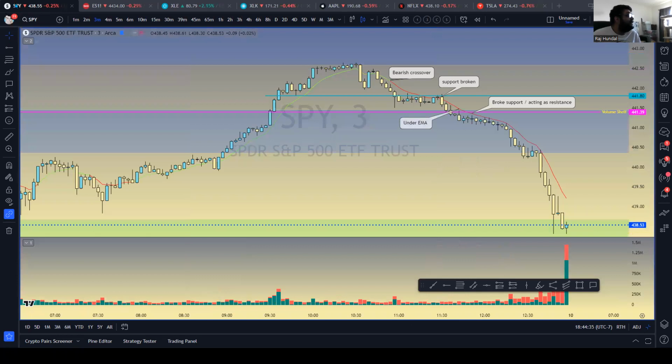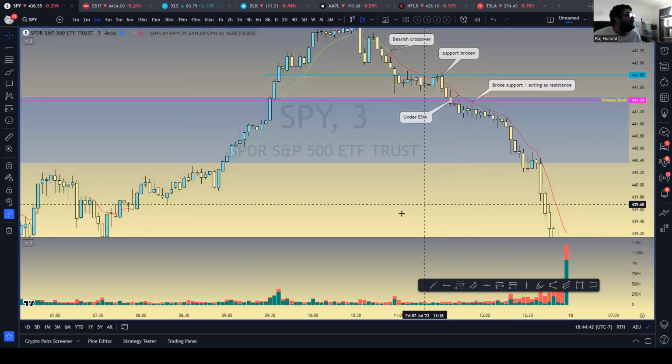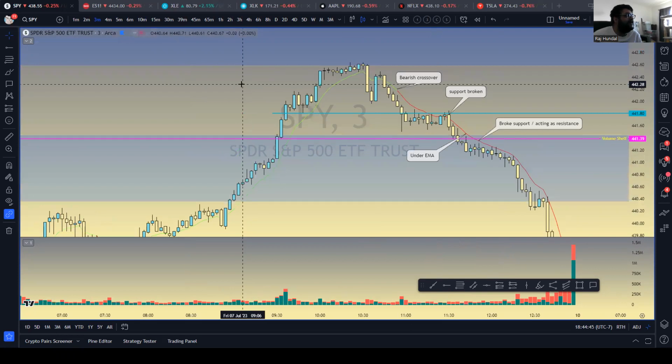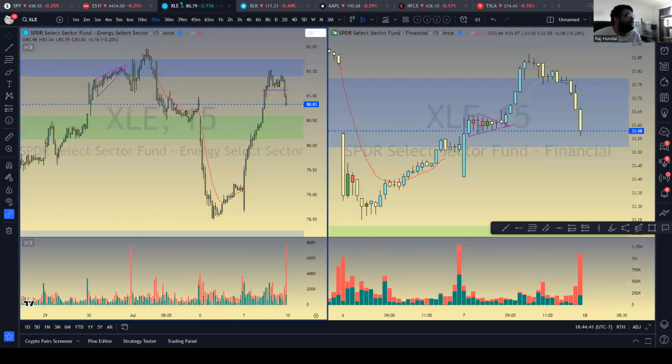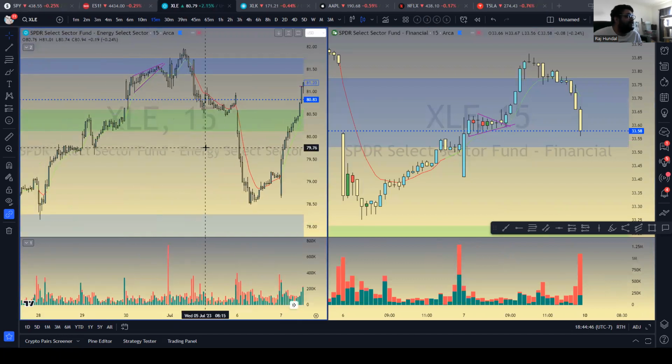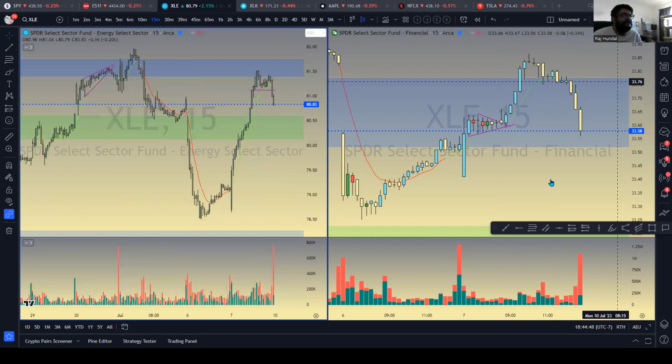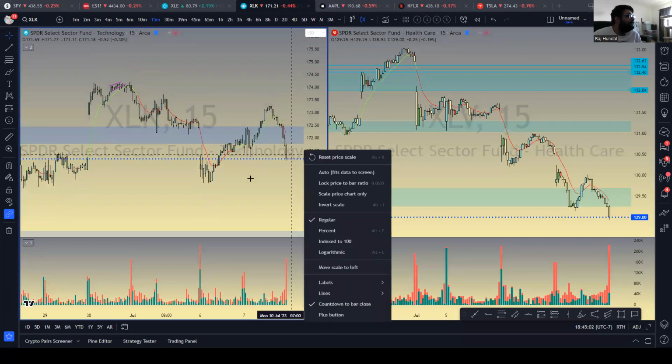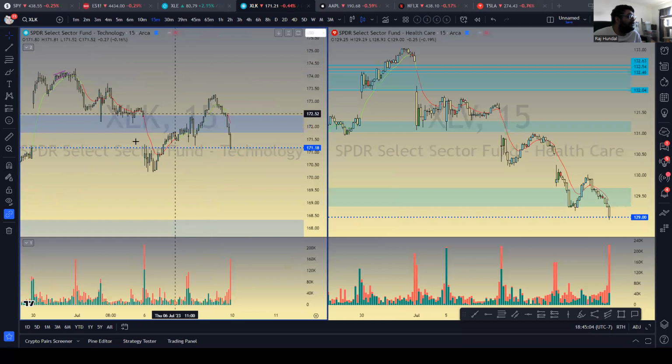So if you guys see me live trade, you might know this already. Not only do I have all of that, I also look at the entire market. I look at XLE here on the left, and that's energy. I look at XLF here on the right, and that's banks. I look at XLK, that's technology, and I look at XLV, and that's healthcare.